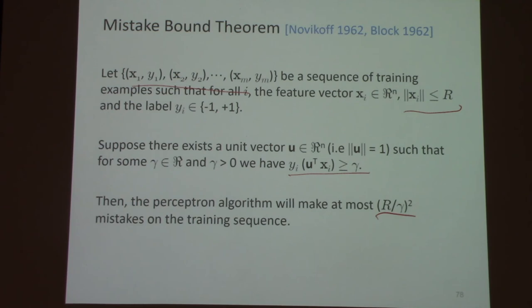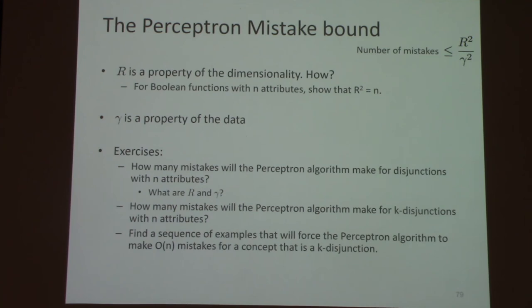Before appreciating the niceness of this result, I want to point out, first of all, that the radius of the data is simply a property of the dimensionality. It's proportional to the dimensionality. In fact, as an exercise, I want you to prove that for any Boolean function with n attributes, r squared equals n.